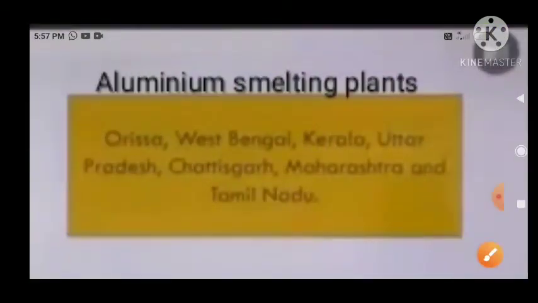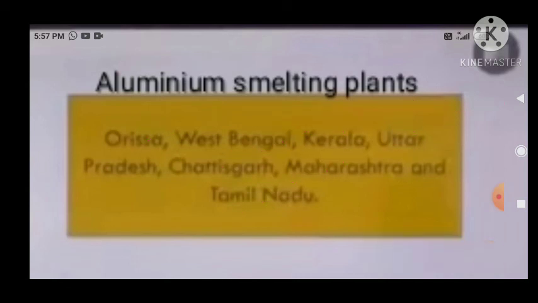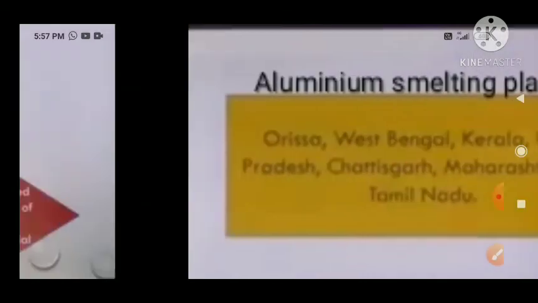Next is aluminium smelting plants. Where are the aluminium smelting plants located in India? There are a total of 8 states: Orissa, West Bengal, Kerala, Uttar Pradesh, Chhattisgarh, Maharashtra, Tamil Nadu. These are the 8 states where aluminium smelting plants are located.